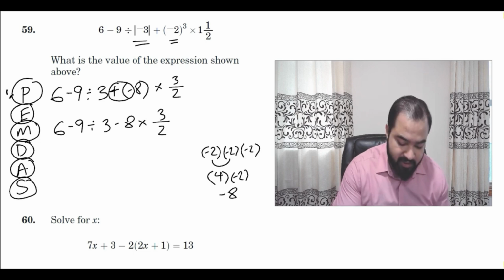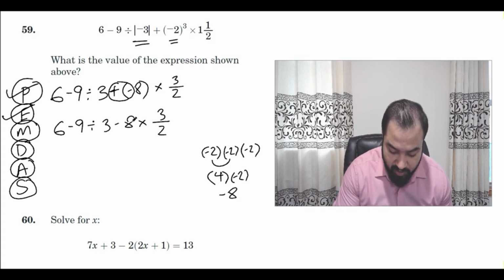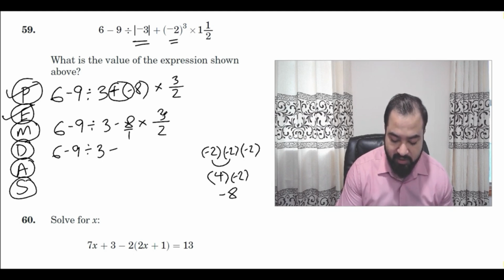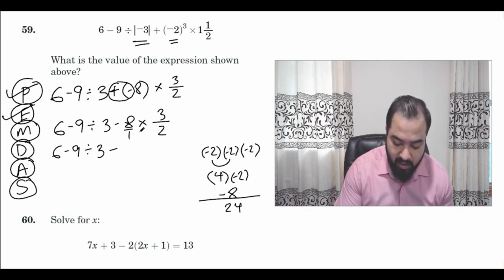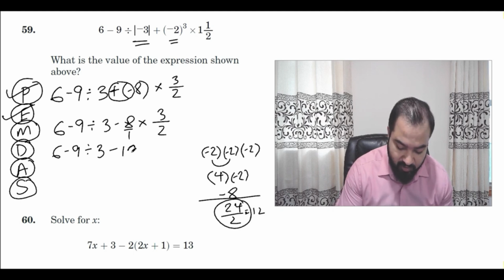So we have done parentheses, and we dealt with the exponent. Now let's deal with multiplication. Where is the multiplication? We have the multiplication here. Let's keep everything else as it is: 6 minus 9 divided by 3 minus, so what is 8 times 3 over 2? I can put an over 1 here. 8 times 3 is 24, and 2 times 1 is 2. So 24 divided by 2 will give you 12. So let's put a 12 here.